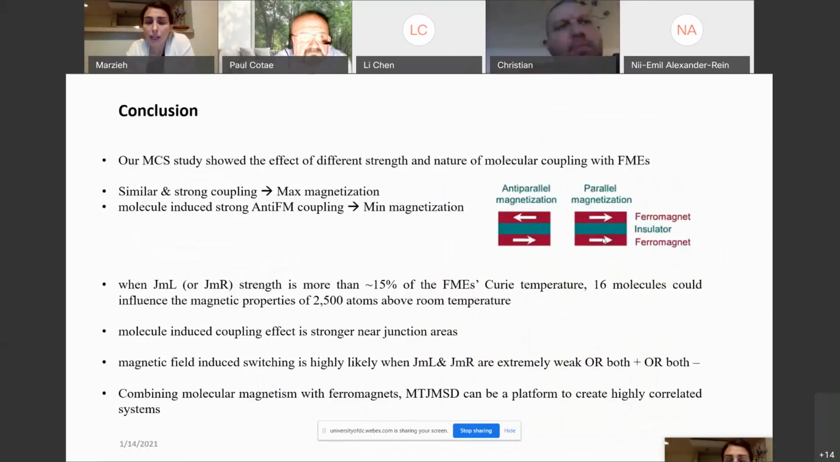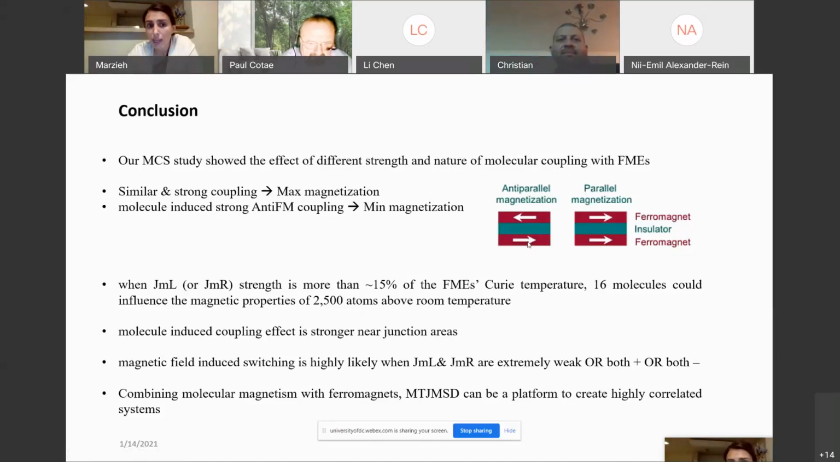So in conclusion, our Monte Carlo simulation showed that the nature of the molecular coupling and its strength can define the total device behavior and can affect the interaction between the electrodes and their spin orientation. When we have parallel or similar ferromagnetic couplings, we have the maximum magnetization. When we have antiferromagnetic coupling, we have minimum device magnetization.